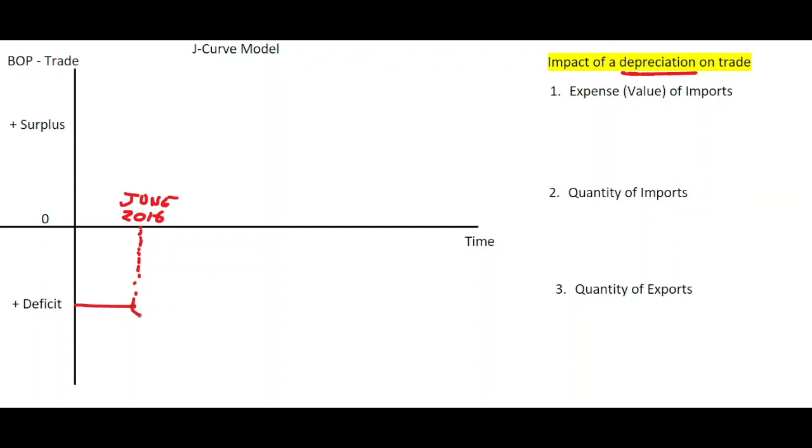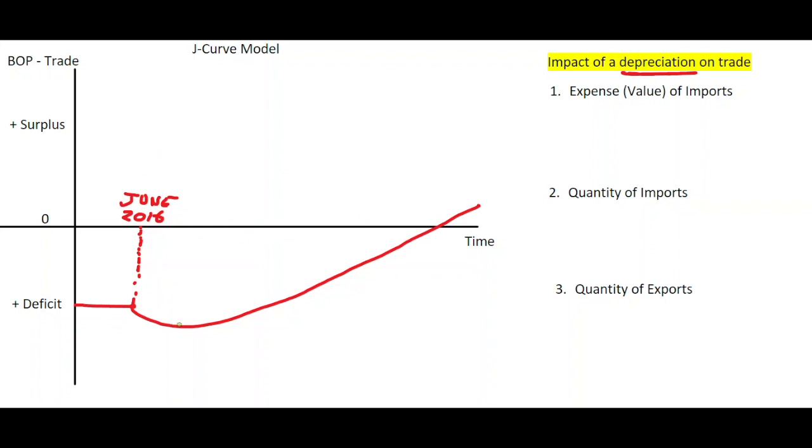So post June 2016, the referendum, the depreciation happened, and what we do to represent that through a J-curve model is we say that we predict it would have this type of effect on the economy. Initially, trade would decrease in terms of its balance, and then it would start to increase over time and maybe eventually go into a surplus situation over here.